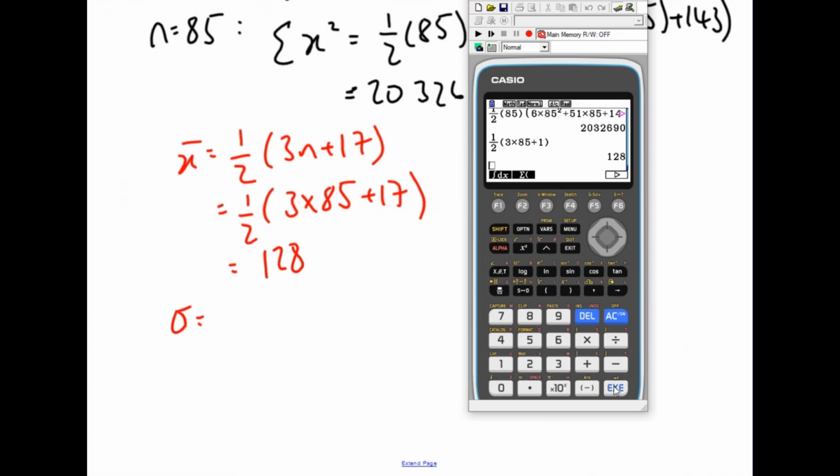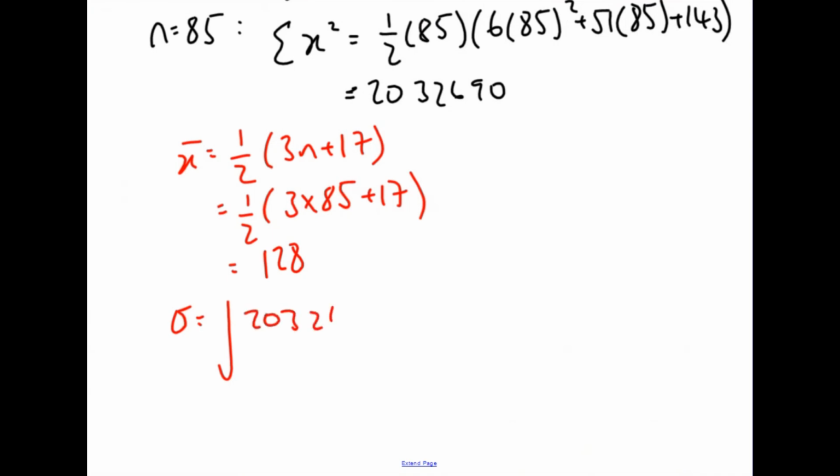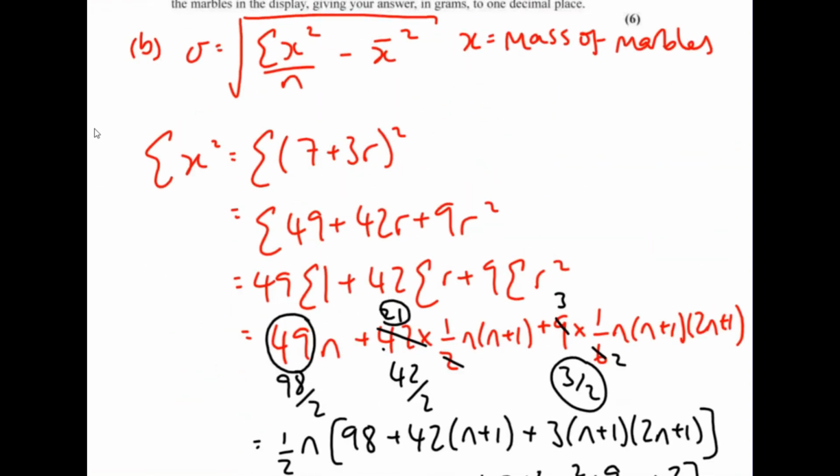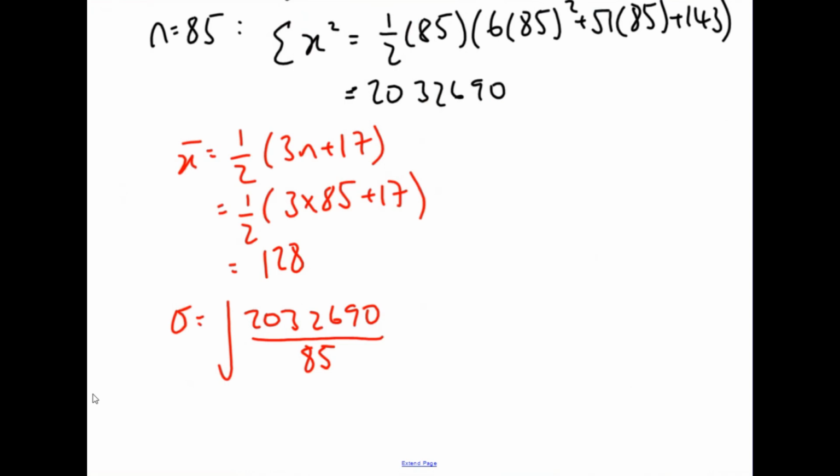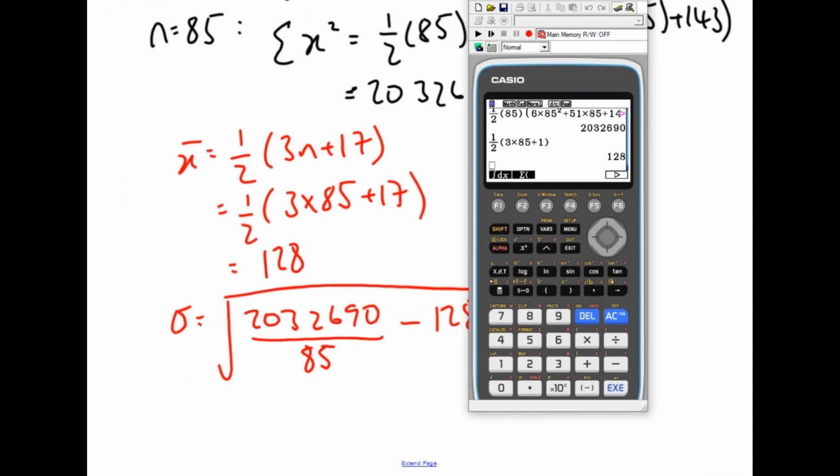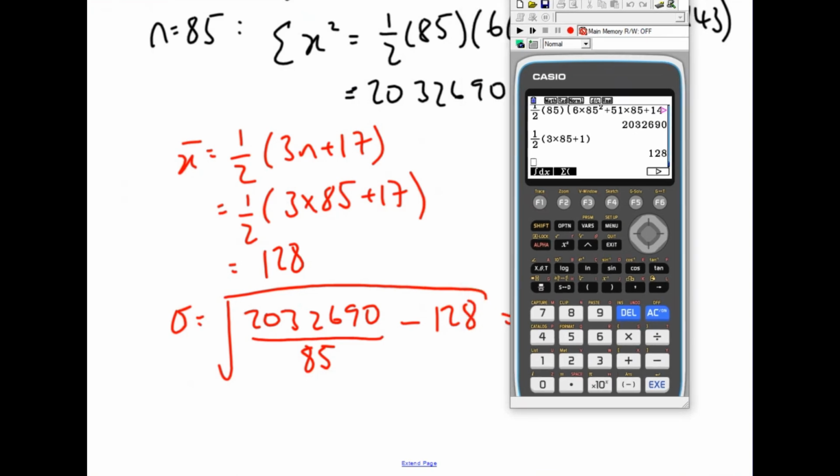Right, so we can put all our numbers in now to our standard deviation formula. So we've got this big number here, divided by n, and minus our x bar, which is found earlier. And calculate that.